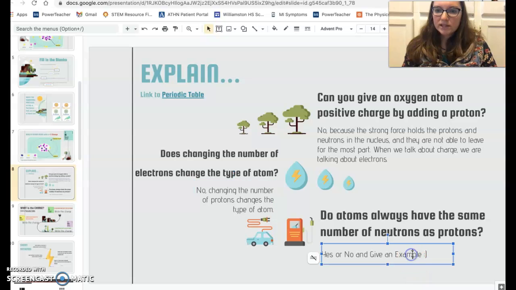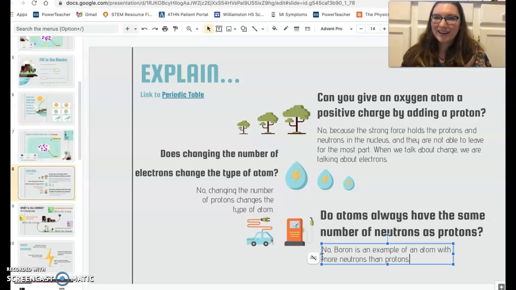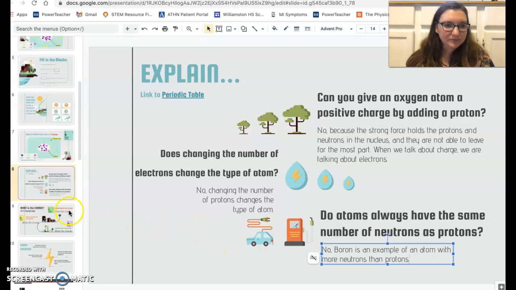Do atoms always have the same number of neutrons as protons? No. Boron is an example of an atom with more neutrons than protons. And I just grabbed that from one of the other things that we just did a minute ago.